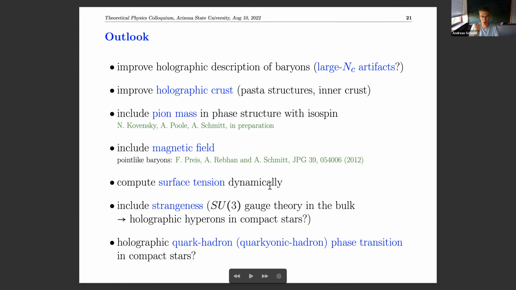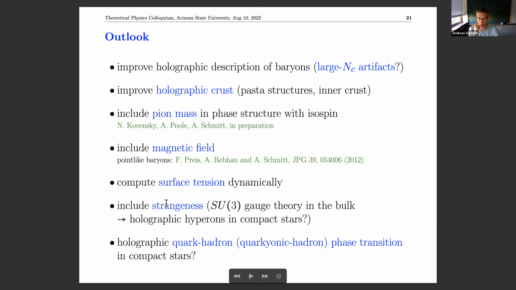And there are obviously certain questions that are raised that one can do. Maybe the most difficult one is to improve the holographic description of baryons. I mentioned a few artifacts from large NC. The crust itself can be improved. I've not looked at an inner crust where there's a mixture between a pure neutron phase and a nearly symmetric nuclear matter phase. We've ignored this so far, but people find this in other constructions of neutron stars. We are recently looking into including a pion mass. We basically know how to include a magnetic field. We've done this in simpler situations. The surface tension, which was a parameter, we could think about calculating dynamically.